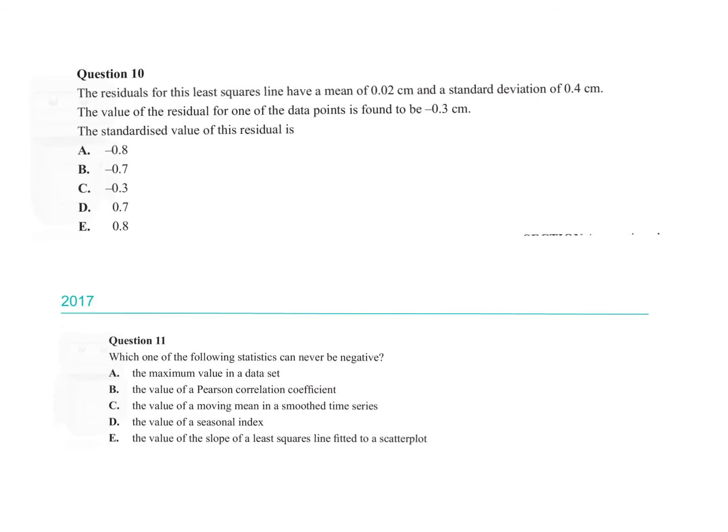Okay, question 10. The residuals from the least squares line have a mean of 0.02 and a standard deviation of 0.4. The value of the residual for one of the data points is 0.3. So what is the standardized value of this residual? Really all it's doing is a standardized value is a Z-score. So we're looking to do the Z-score.